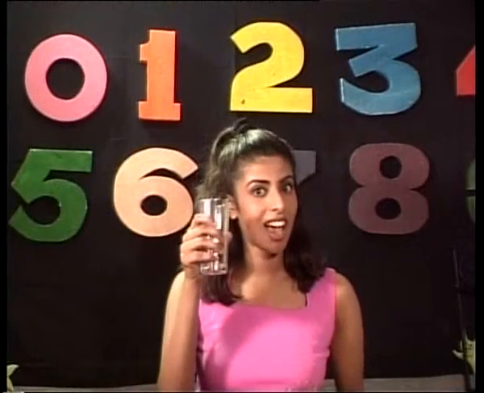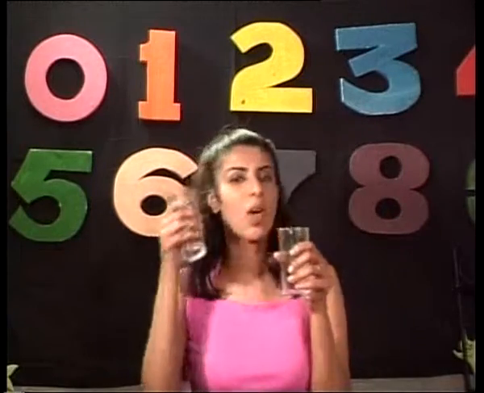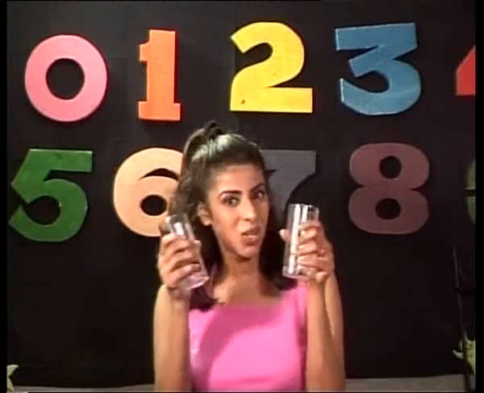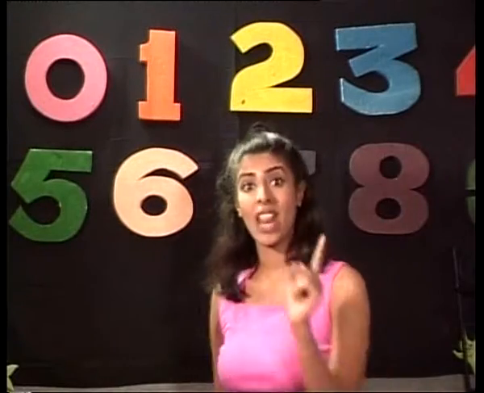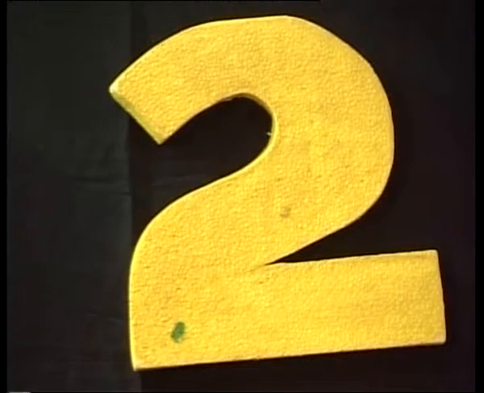Hey, look, what do I have here? I have one glass and another glass. 1 plus 1 makes 2. Now let us see how to write 2. We make a curve, stretch it, and make a sleeping line. Let me write it again. We make a curve, stretch it, and make a sleeping line. This is how we write the number 2.